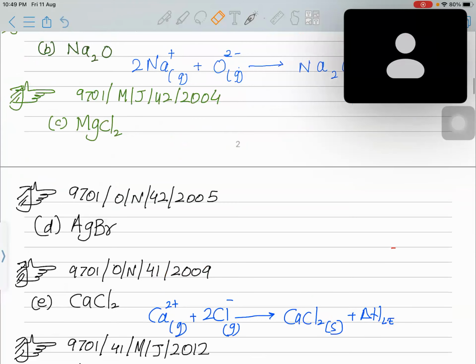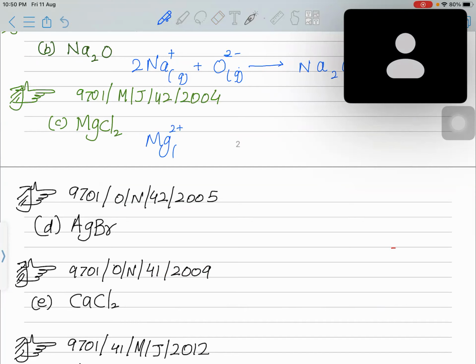MgCl2, 2004. Yes, Ali, can you tell me? Sir, Mg2+ gaseous plus 2Cl- gaseous gives MgCl2 solid. Okay. MgCl2 solid. This is called lattice energy, right?